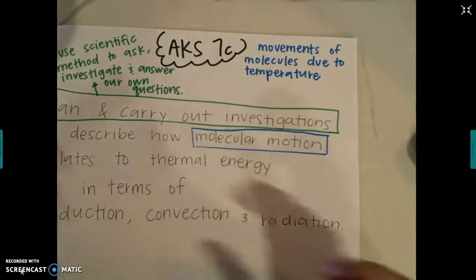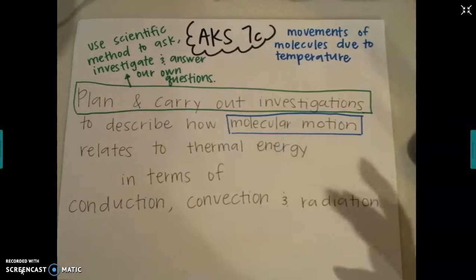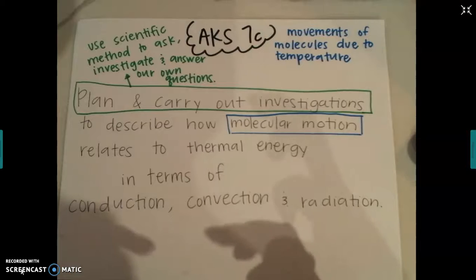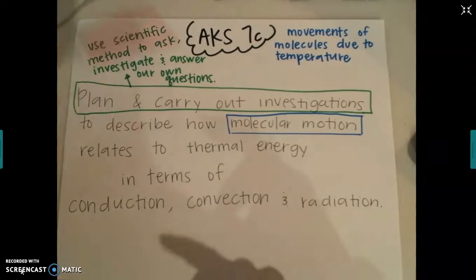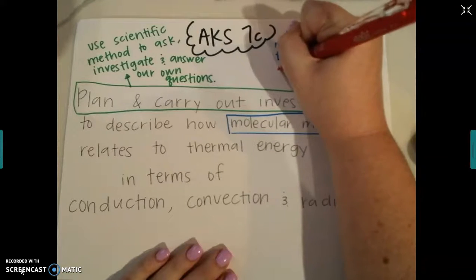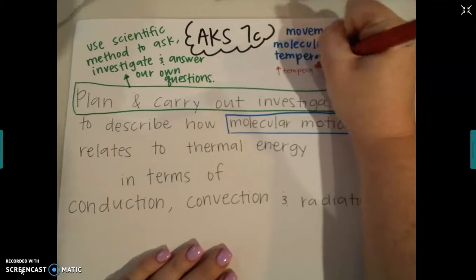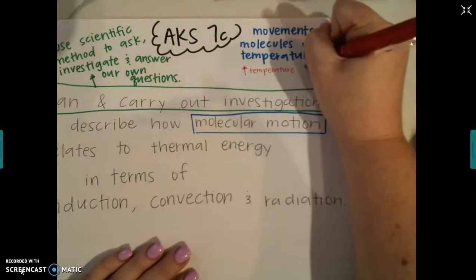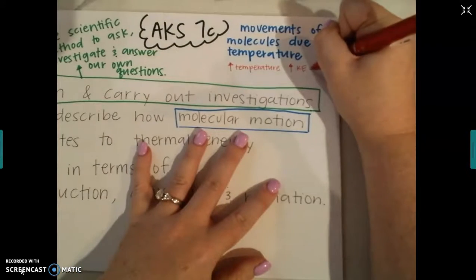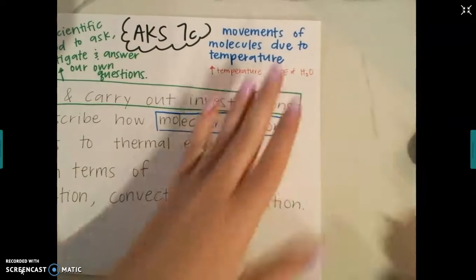I know that molecules, for example, if we're talking about molecules of water, are going to increase their motion and increase their energy, their kinetic energy. They're going to start moving around more if I'm increasing the temperature. If I want to draw this as an example, I'm going to put a little arrow to show that I'm increasing. If I increase temperature, I am also going to increase the kinetic energy of the molecules. And I'm going to use H2O as my example.